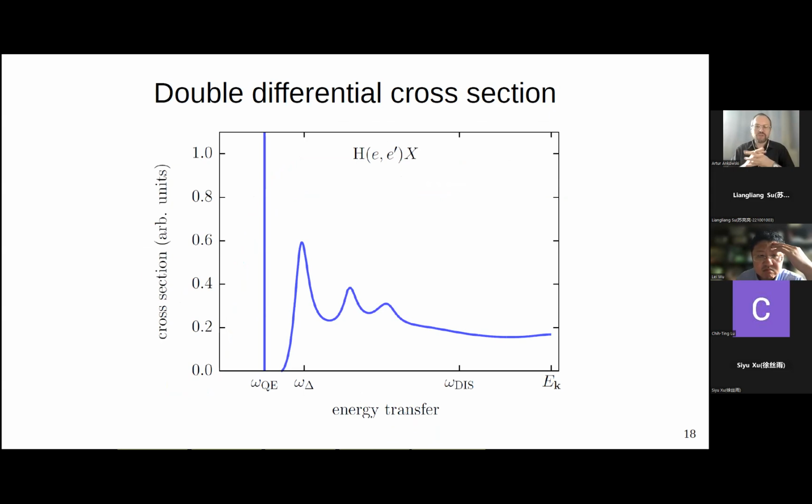Those calculations we are essentially 100% sure we can verify their accuracy. So I decided to show you those cross sections. For neutrinos, they would be very similar.